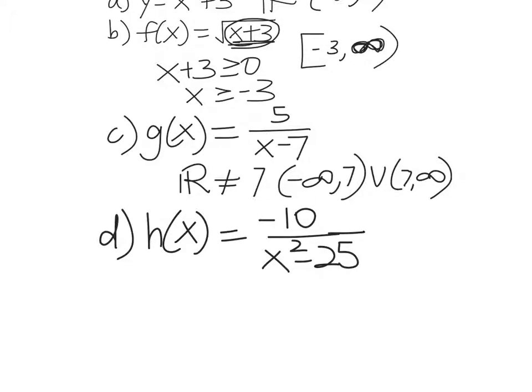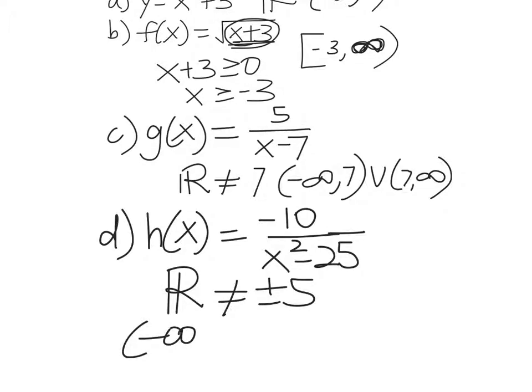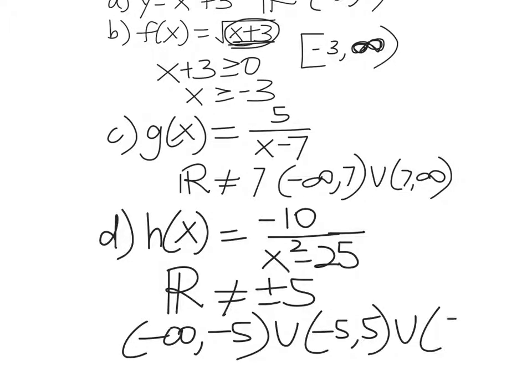All right, you ready? So, what can x not be? Plus or minus. Perfect. Plus or minus 5 this time. If you were to factor this, it would be x plus 5, x minus 5. So two things are going to make the denominator 0. So the domain is all real numbers except for plus or minus 5. If you wanted to, you could have written negative infinity to -5, union -5 to 5, union 5 to infinity.